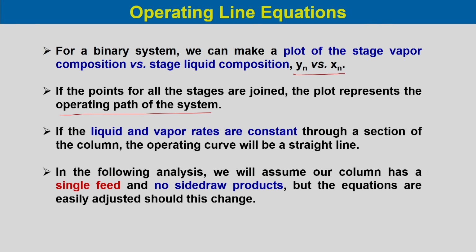If the liquid and vapor rates are constant through a section of the column, the operating curve will be a straight line. In the following analysis, we will assume our column has a single feed, no side draw products, but the equations can be easily adjusted should this change. So, no side draw product, single feed. When we have multiple feeds or side draw products, these equations can be easily adjusted to those conditions, which we will discuss in the later part of our lectures.